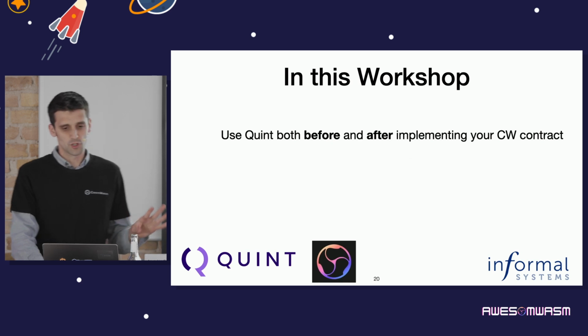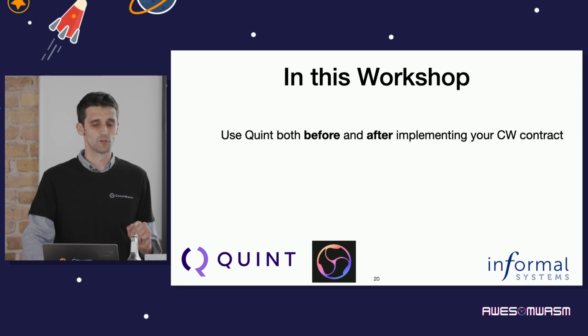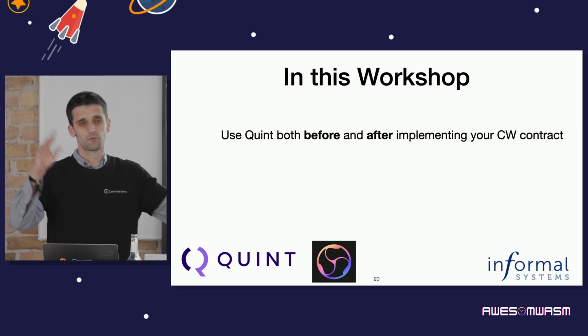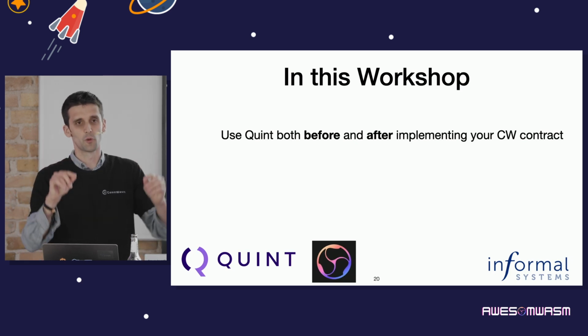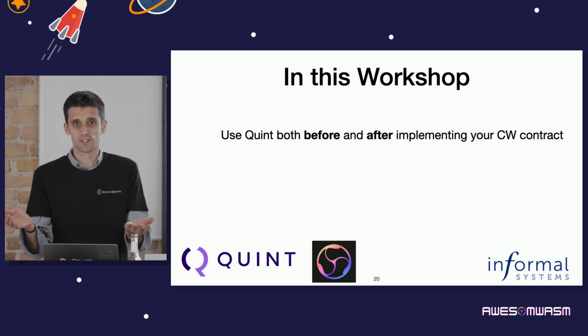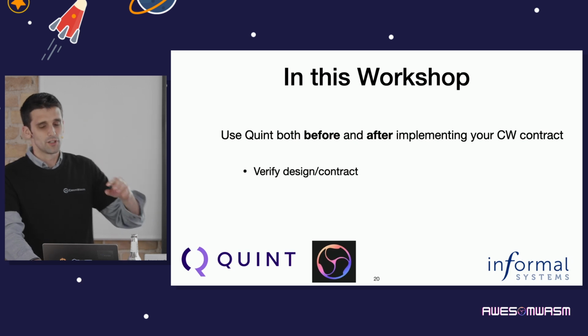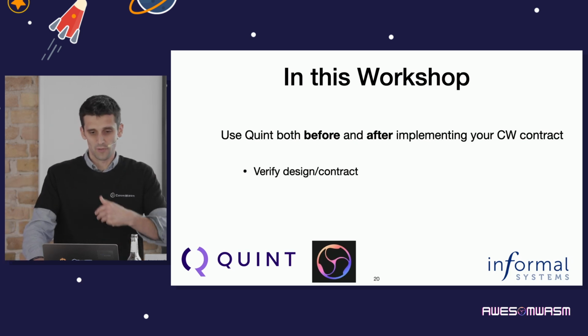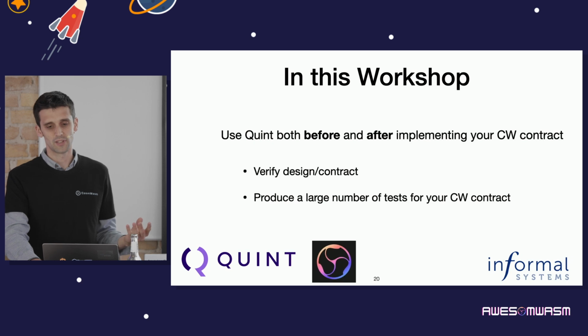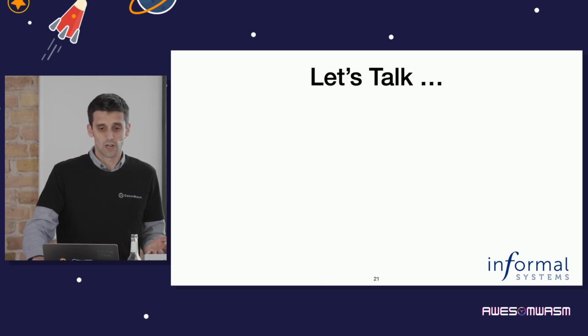So in this workshop, we show how to use Quint before and after implementing a CosmWasm contract. Before, if you have an idea, so for example here in the hackathon, you sketch a protocol on the whiteboard. Forget about the whiteboard, sketch the protocol in Quint and have properties of it proven immediately. And then for after, you can either verify the contract, find bugs, or produce a large number of tests for your CosmWasm contract.